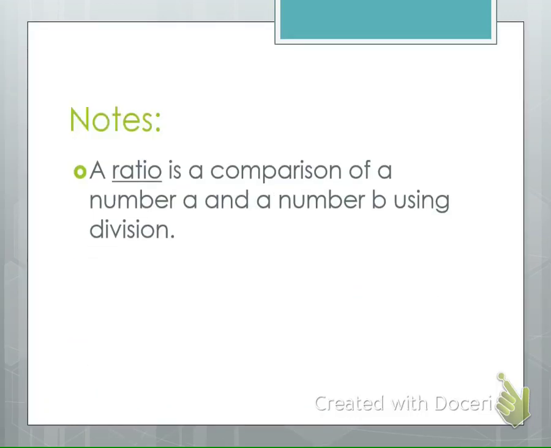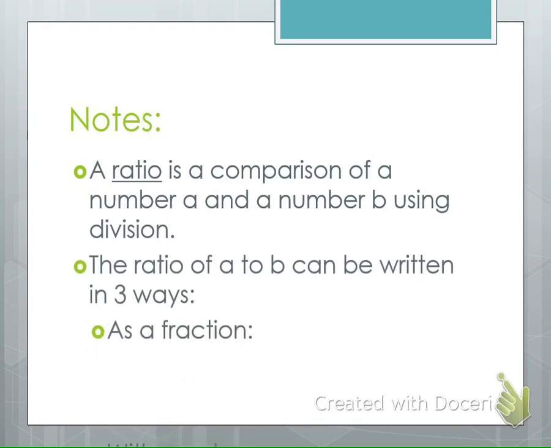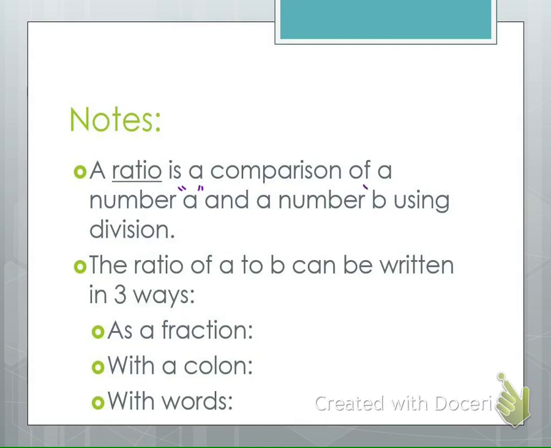All right, in our notes, a ratio is a comparison of a number A and a number B using division. So, when they say a number A and a number B, you could kind of put the A and B in quotes to help separate it out so you don't think it's like the word A. The ratio of A to B, A and B generally stand for numbers of some sort, can be written in three ways.